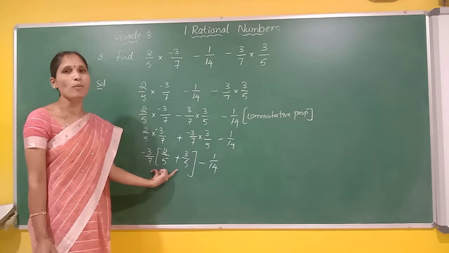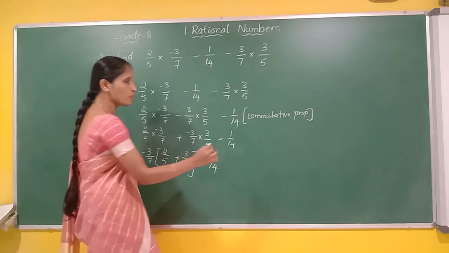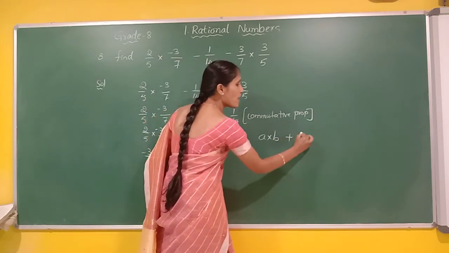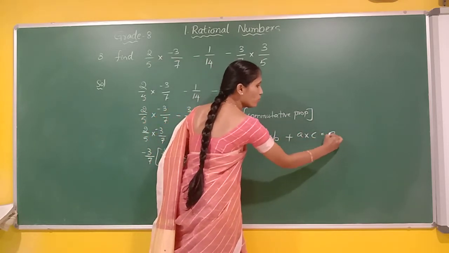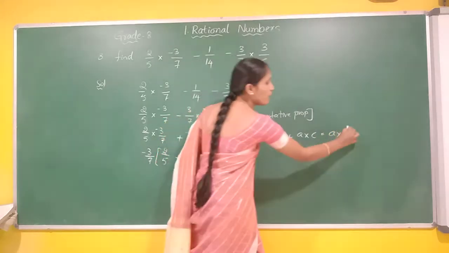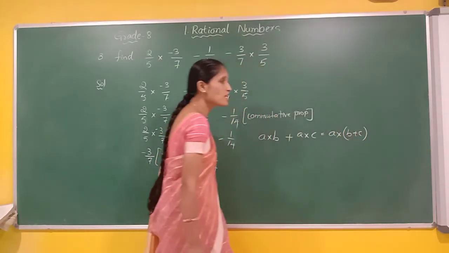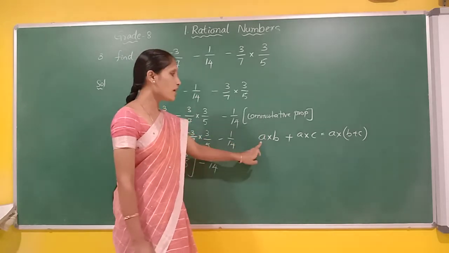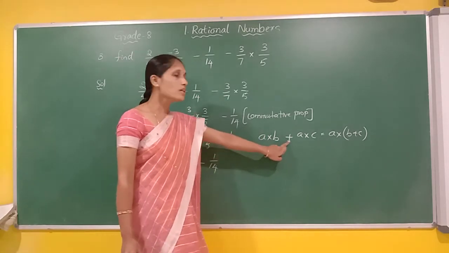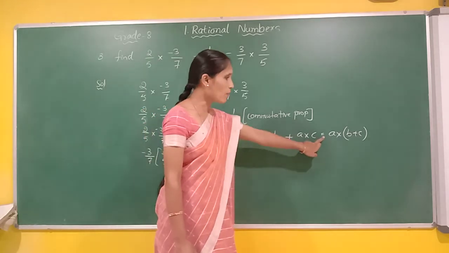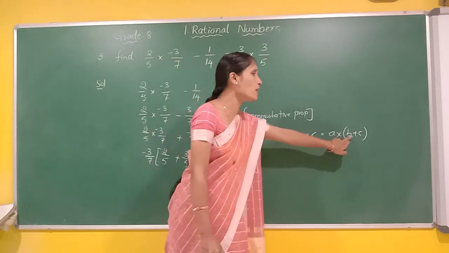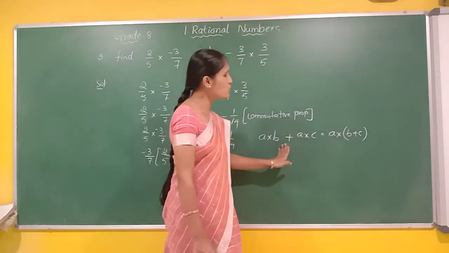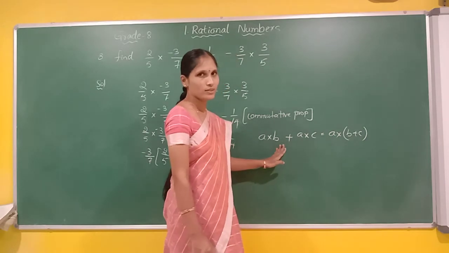What is the distributive property? The distributive property is nothing but A into B plus A into C equal to A into B plus C. This property is known as the distributive property. A into B plus A into C equal to A into B plus C. For all values of rational numbers, these two values are equal.